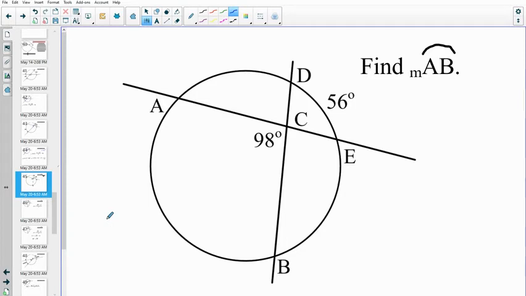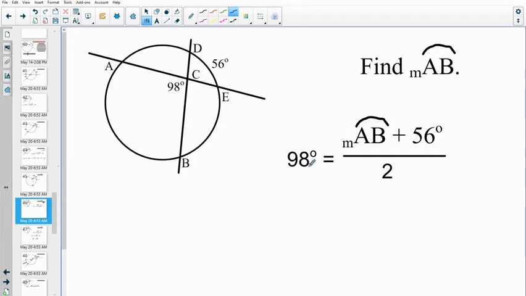Now, maybe you could just think about this and figure out how to do it. If you're more like me and you can't just visualize and know what the answer is, I'm going to write down the equation that says that this angle, this 98 degrees, is the average of these two, and the average of these two is arc AB plus arc DE. So arc AB I don't know, arc DE is 56. So add them up and divide by 2, and I know that I'm going to get 98 degrees, the angle that's inside of here.